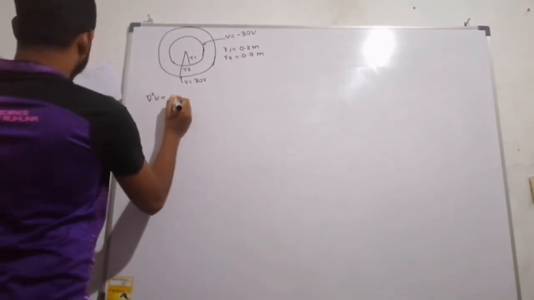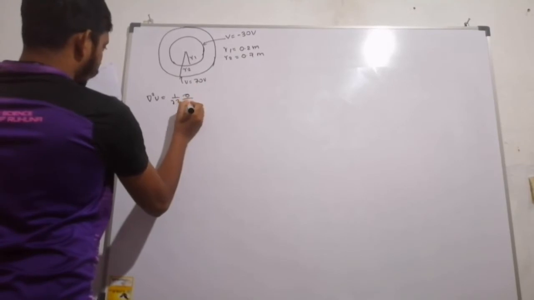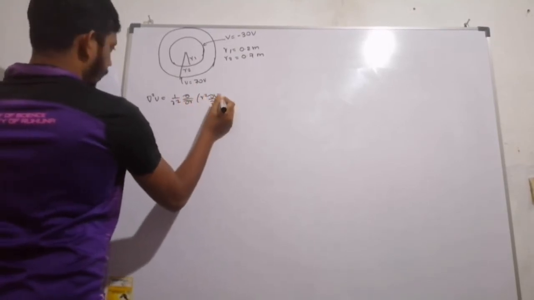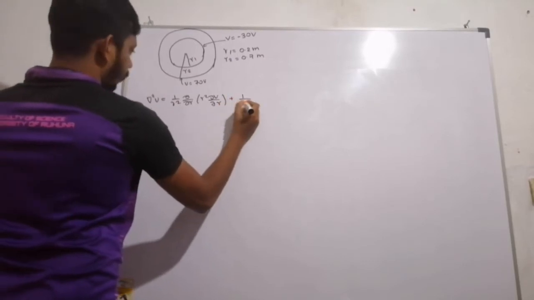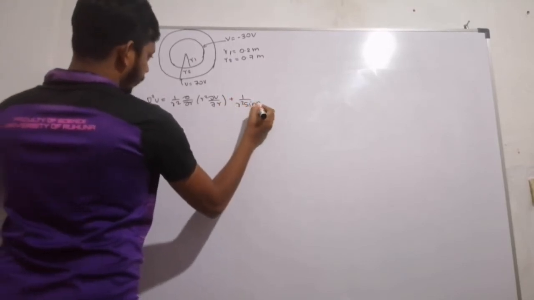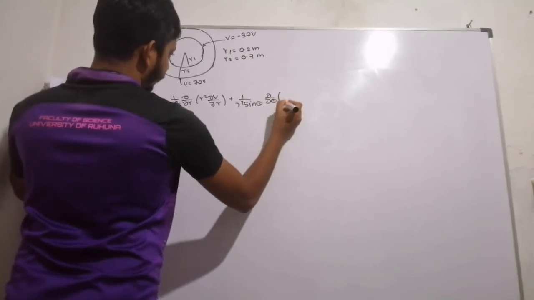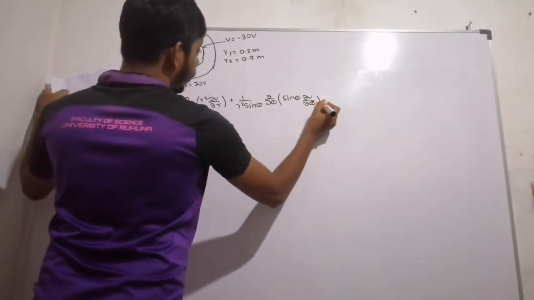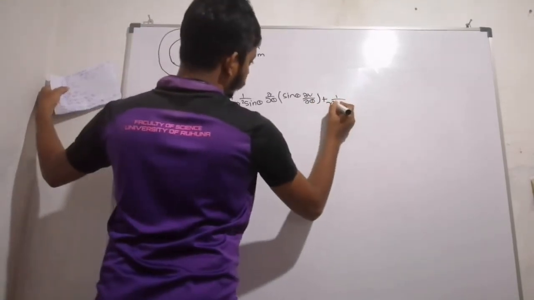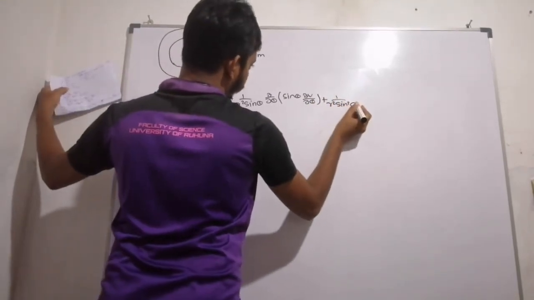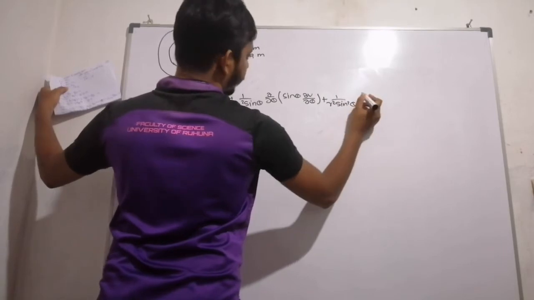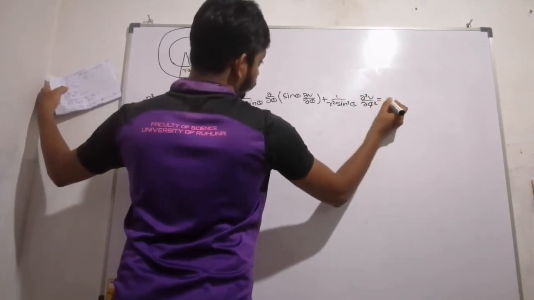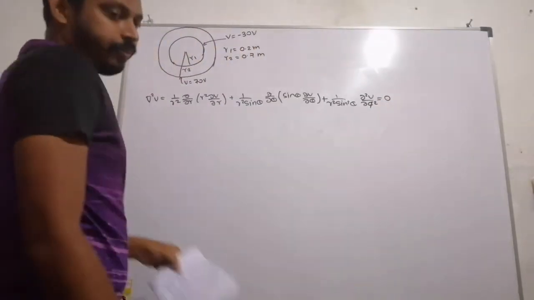That is going to be grad square V equals 1 over R square times partial over partial R of R square partial V over partial R, plus 1 over R square sin theta times partial over partial theta of sin theta times partial V over partial theta, plus 1 over R square sin square theta times partial square V over partial phi square, which should be equal to 0.